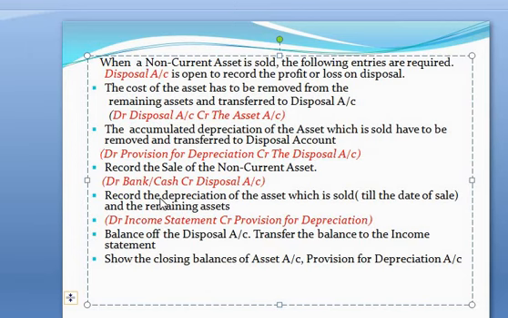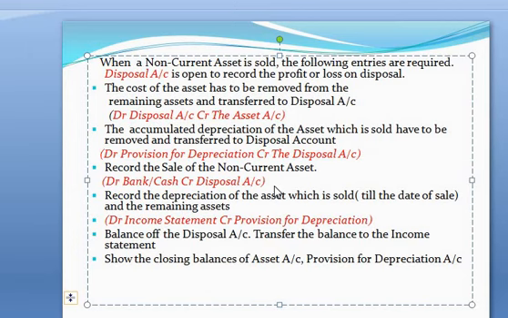Then the next step is to record the sale. To record the sale, look at the amount at which the asset has been sold, and if it has been paid by bank or cash, obviously you debit bank or cash and credit the disposal account. Like I said, all the entries are done using the disposal account, right?